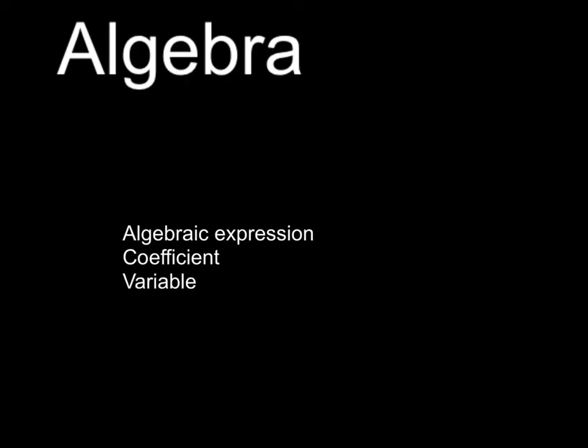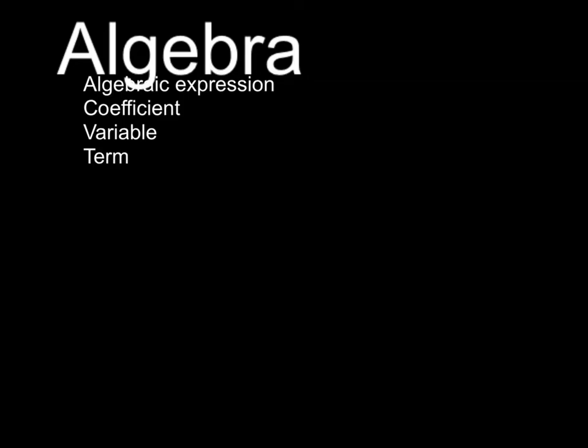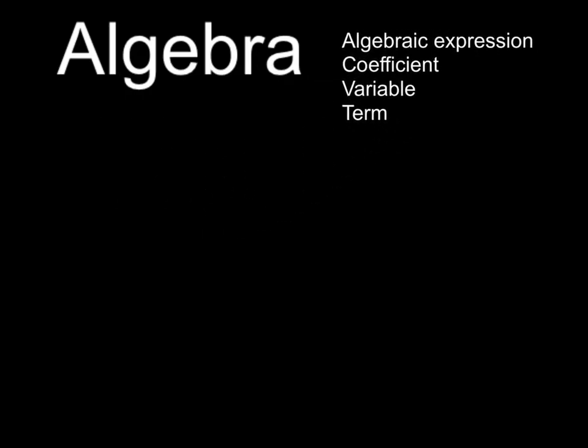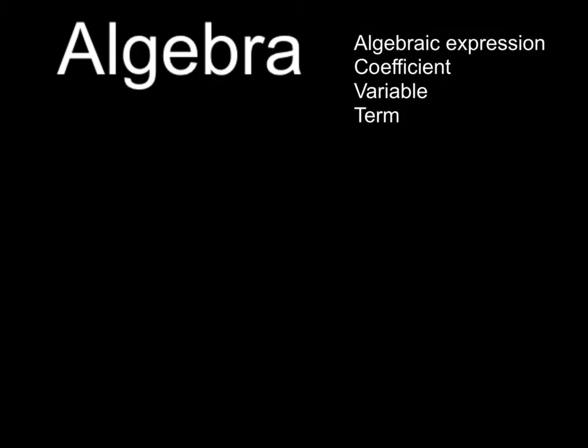Variable and a term. Let's keep it at that for the moment. Okay, so I'm just going to put up an algebraic expression up here. Let's see, I'll just put that up there. Okay, so here's an algebraic expression: 3x plus 5. Okay, so this whole thing is the algebraic expression.